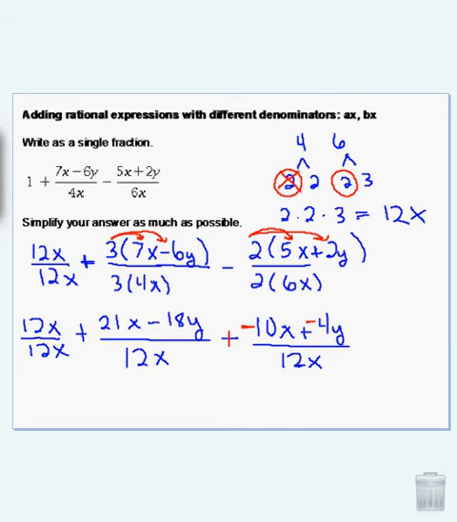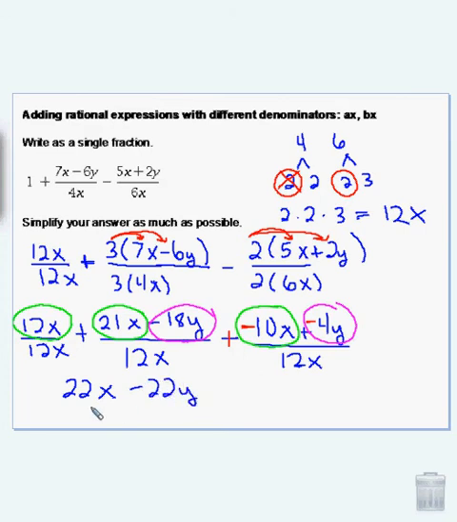Now I need to collect like terms. I have 12x and 21x and negative 10x. 12 plus 21 is 33 minus 10 gives me 22x. Additionally, I have negative 18y and negative 4y. Negative 18 plus negative 4 is negative 22y. And this is all over my common denominator of 12x.